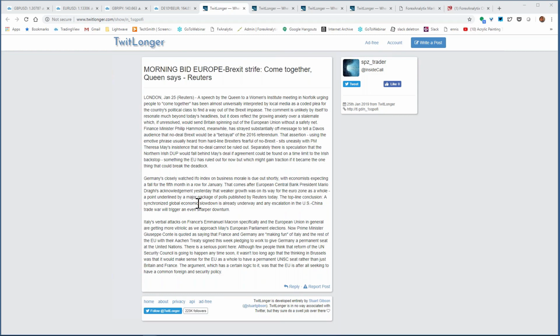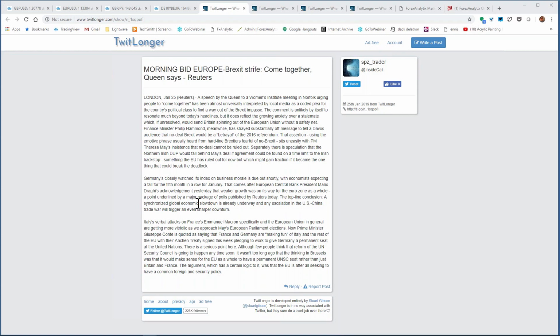Now, Prime Minister Giuseppe Conte is quoted as saying that the French and Germany are making fun of Italy and the rest of the EU with their Aachen Treaty signed this week, pledging to work to give Germany a permanent seat at the United Nations. There's a serious point here.